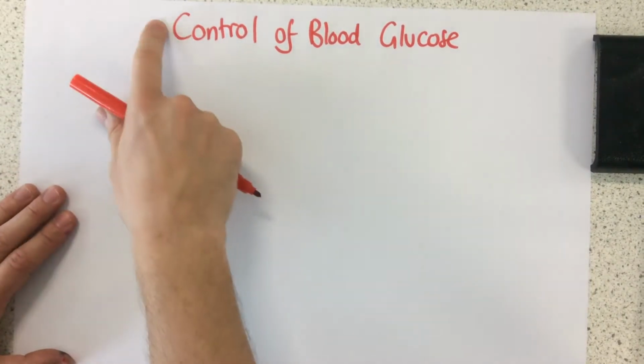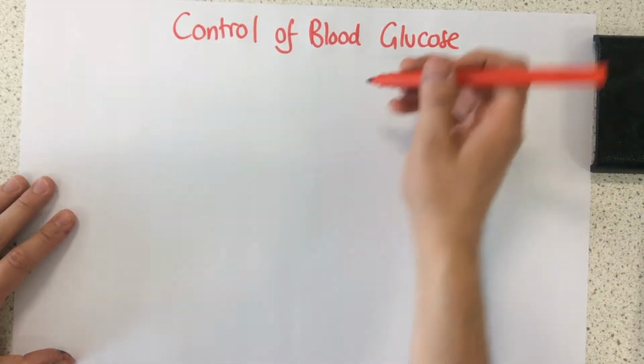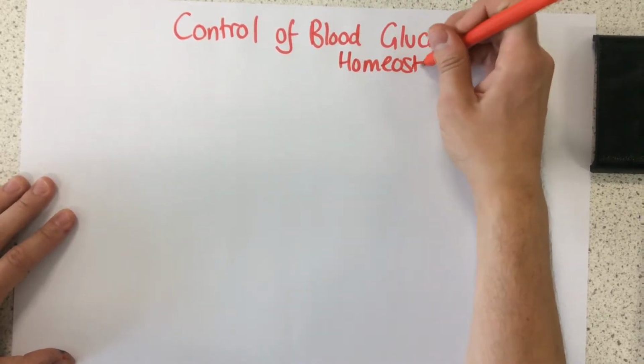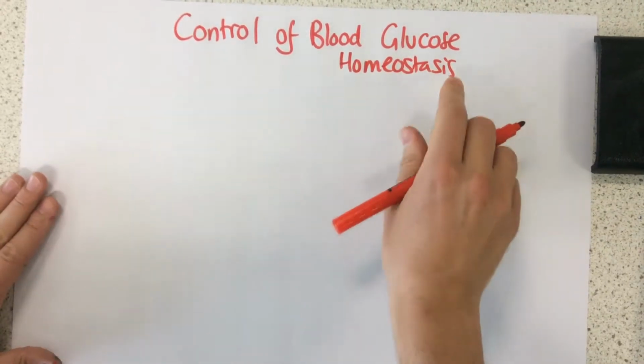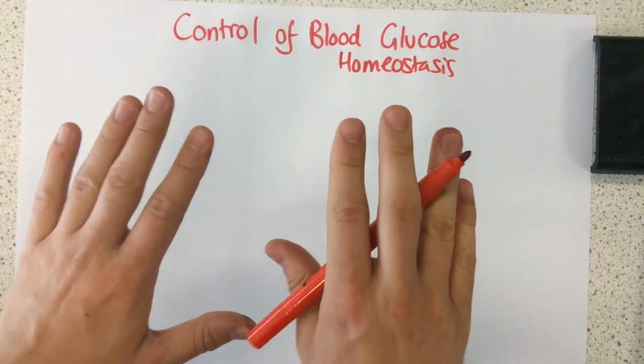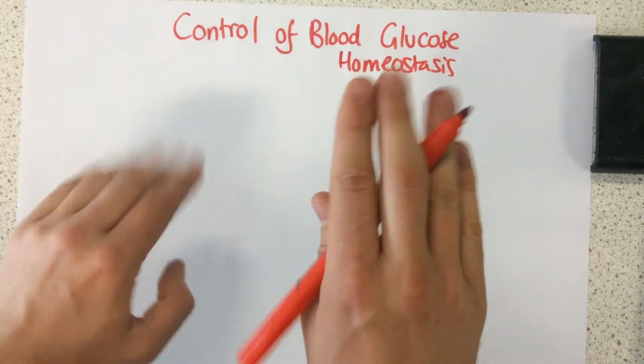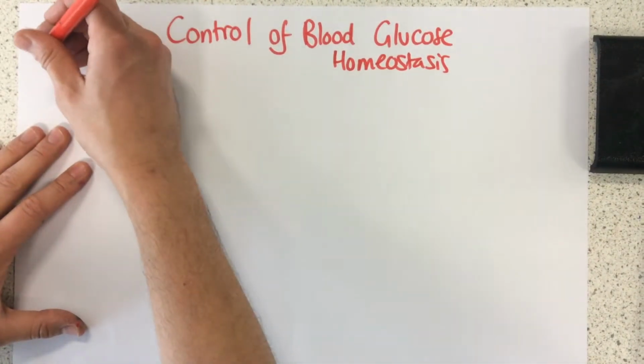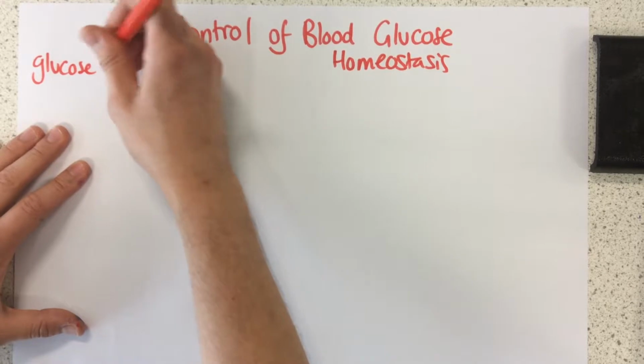Okay, today I'm going to talk to you about control of blood glucose. Now this is an example of homeostasis. Now what that means is just trying to keep all of the different levels in the body just right, because if anything goes out of sync, gets too high or too low, it can cause big problems. Also, it's important to know that glucose is a type of sugar.